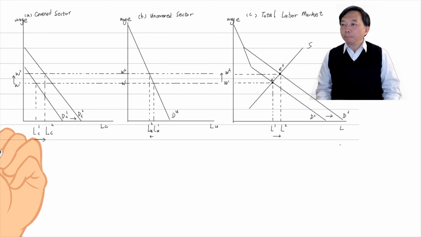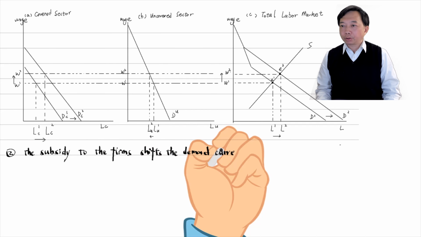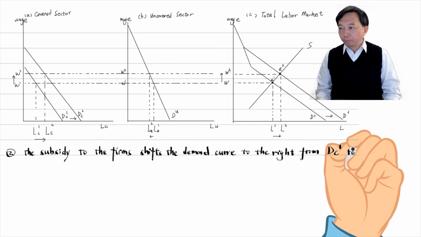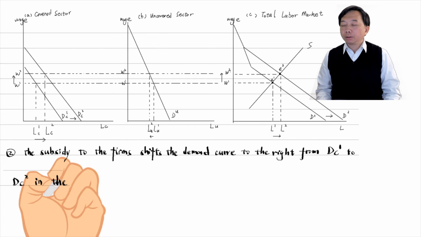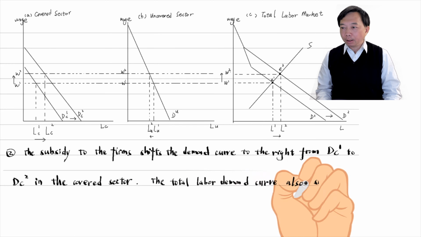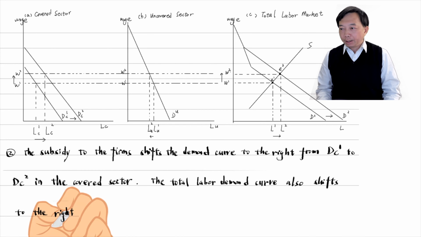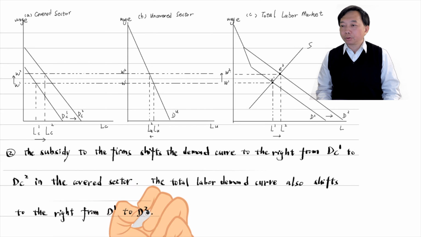In the second step, we show the shift in the demand for labor in the covered sector and the resulting shift in the total labor demand curve. The subsidy to the firms shifts the labor demand curve to the right from DC1 to DC2 in the covered sector because firms are willing to hire more workers at each wage level with the subsidy. The total labor demand curve is the horizontal sum of the demand curves in the two sectors, so it also shifts to the right from D1 to D2.